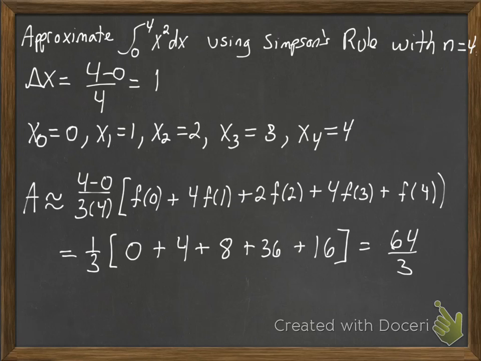And you might notice, hey, that's exactly the area. And it turns out Simpson's Rule, because you're approximating using parabolas, is actually always going to give you the area for a second-degree polynomial.